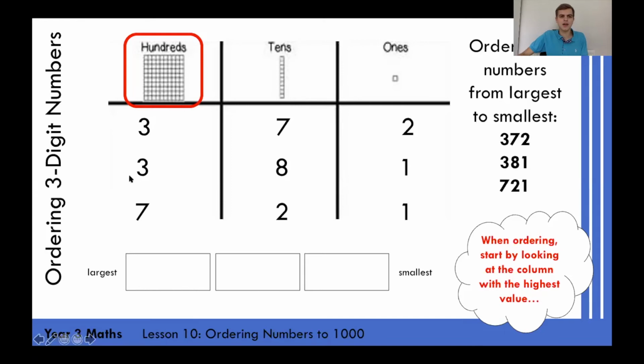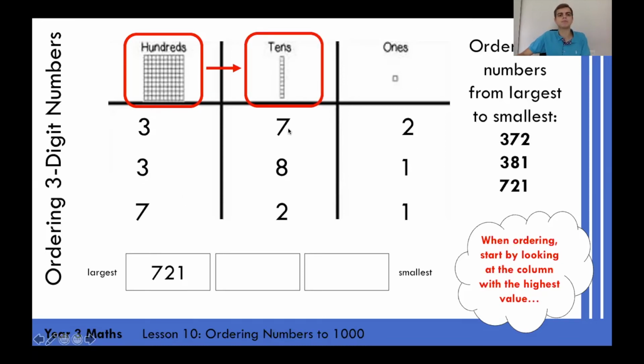Fantastic. Can I work out which one's my smallest number by just looking in the hundreds? No, I can't, can I? Because this one's got 300s, this one's got 300s. They're the same, they're equal in the hundreds column, so I can't compare those two. But I know that the bottom number is my largest number, so I'm going to put that one in as my largest. Fantastic. They're equal in the hundreds column, the top two, so now I'm going to move on to my tens.